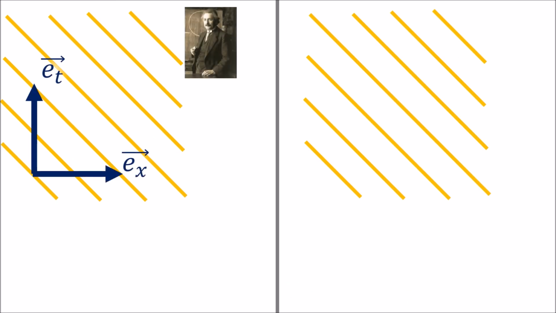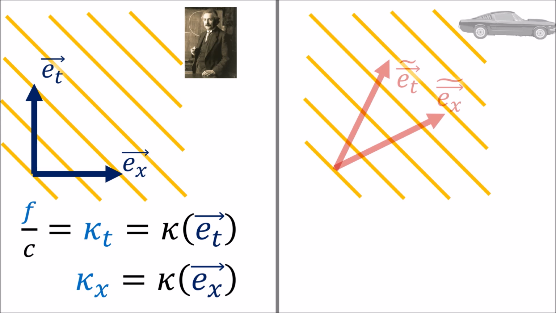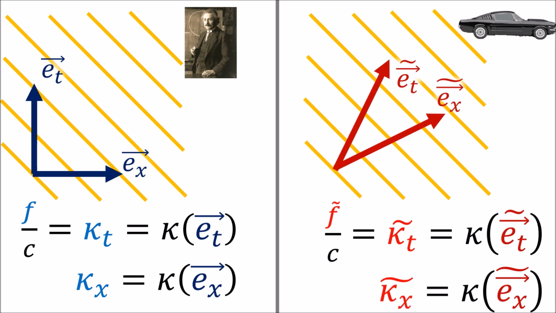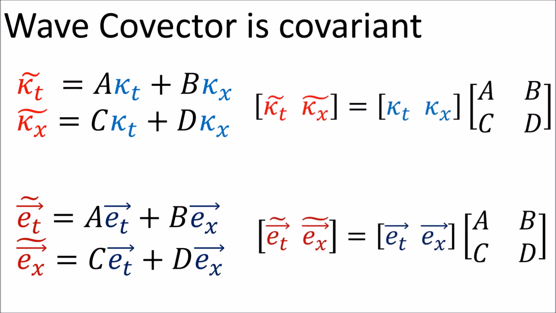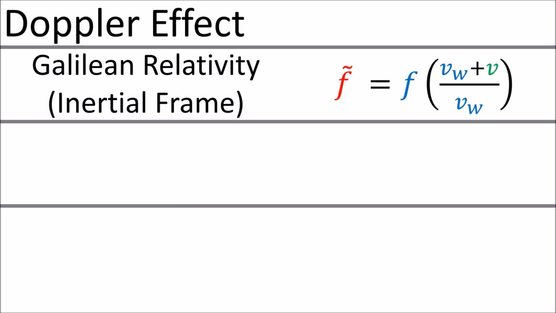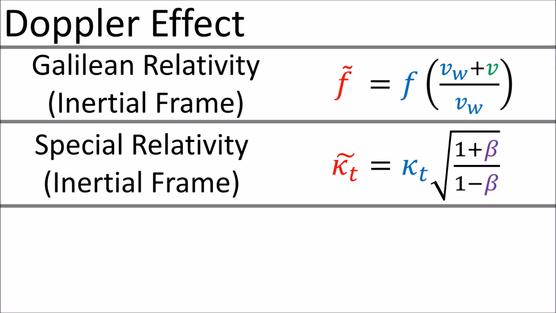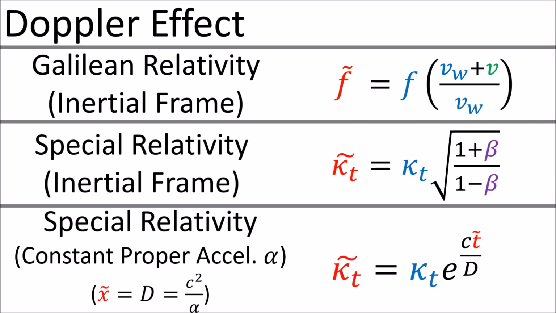To find out how different reference frames measure the frequency and wave number of the wave, we just measure the densities of the wave covector using the spacetime basis for that reference frame. Because the wave covector components are covariant, they transform in the exact same way that basis vectors do. In Galilean relativity, this gives us the standard Galilean Doppler effect formula. In special relativity with inertial frames, this gives us the relativistic Doppler effect for light waves. And in special relativity with accelerating frames, we can see that light has continuous blue shift or redshift over time, depending on whether the observer is accelerating toward or away from the light source.